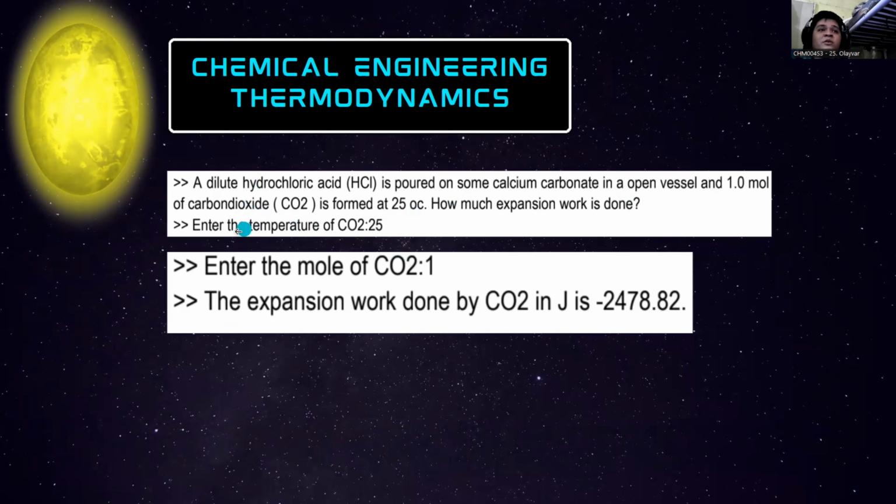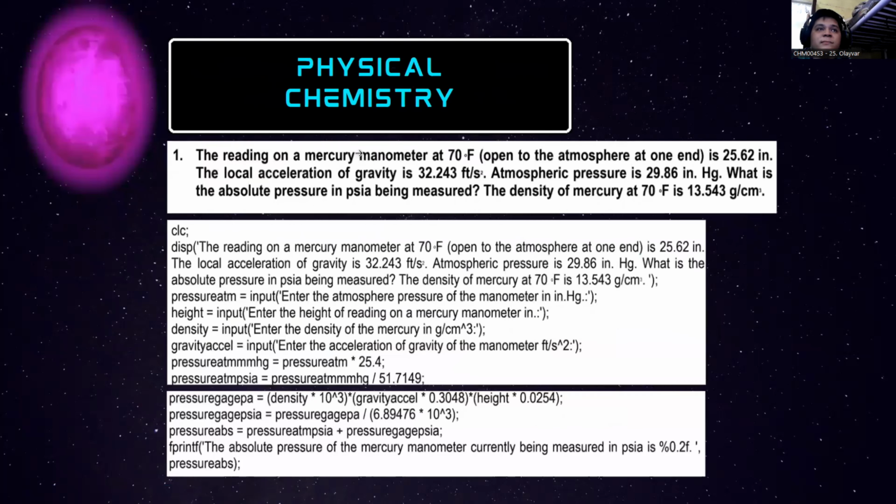And so you input the temperature of the CO2, which is 25 degrees Celsius, and enter the mole of the carbon dioxide, which is one mole. And we managed to get the expansion work of the CO2, which is negative 2478.83 joules. And now we are going to our next part, which is physical chemistry.